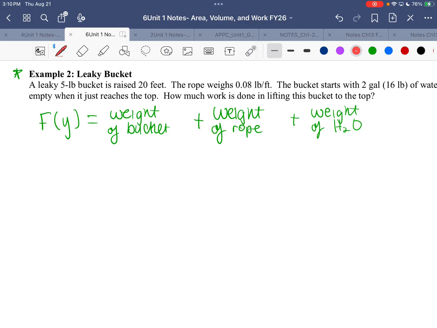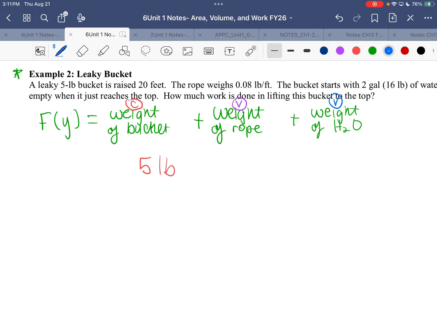The weight of the bucket, is that constant or varying? It's constant. It's always going to be 5 pounds. The weight of the rope, constant or varying? Varying, because as you pull more rope up, less rope is hanging off, so the weight is just how much is left hanging off of the pulley system or whatever you're doing. How about the water? Also varying.